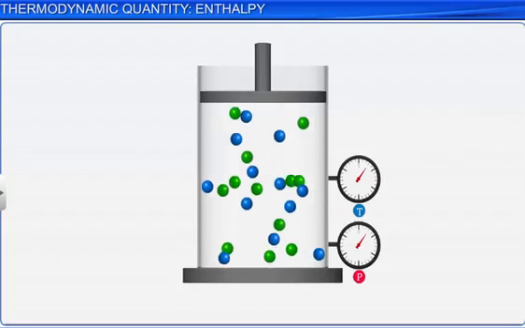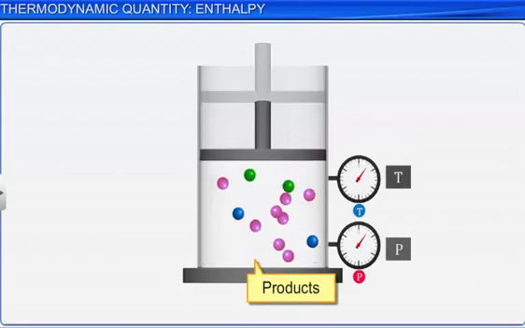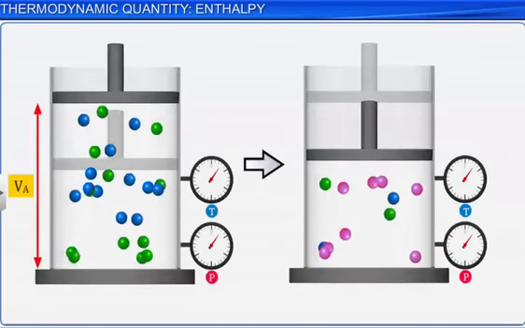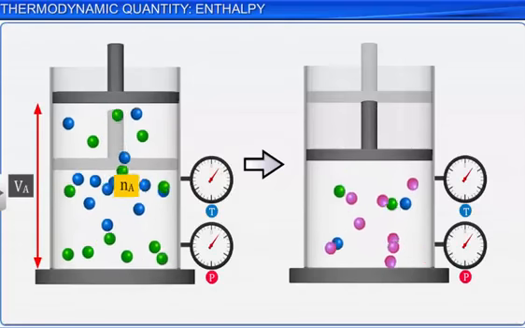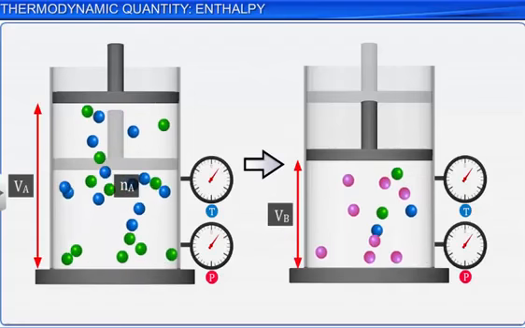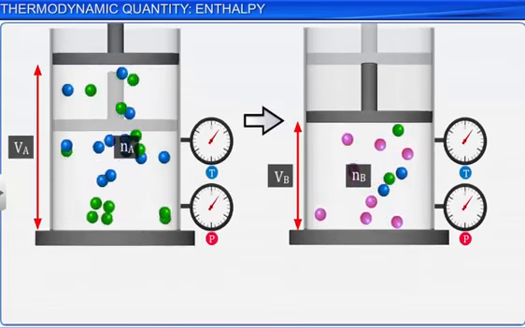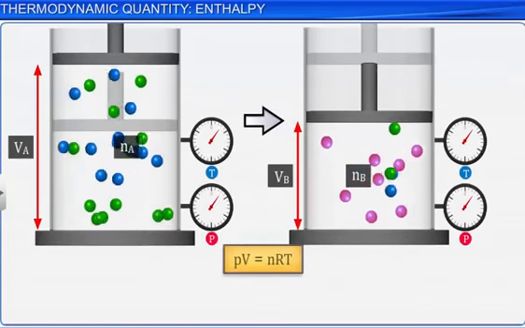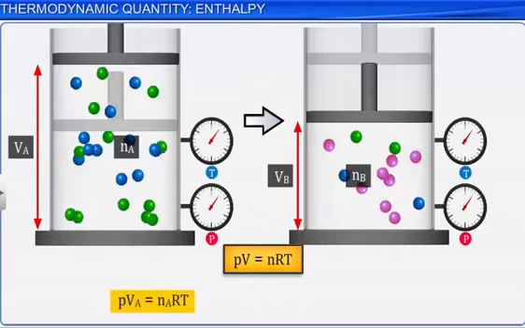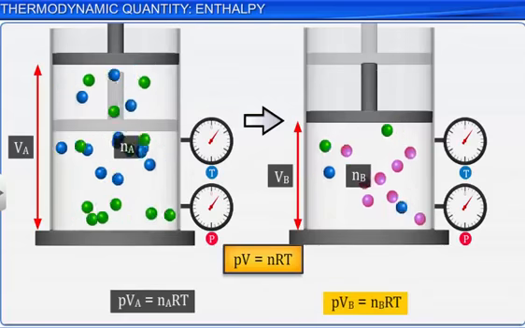Let's consider a chemical reaction occurring at constant temperature, T, and constant pressure, P. Now, let's say that the volume of the reactants is VA and the number of moles in the reactants is nA. Similarly, the volume of the products is VB and the number of moles in the products is nB. We know that according to the ideal gas equation, PV = nRT. Thus, for the reactants, PVA = nART, and for the products, PVB = nBRT.